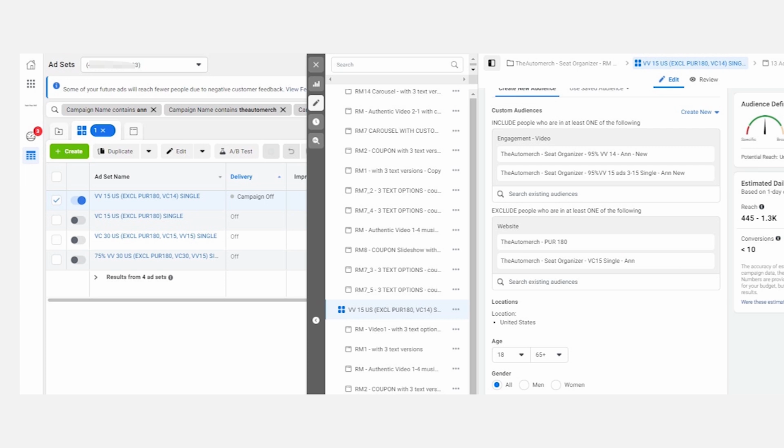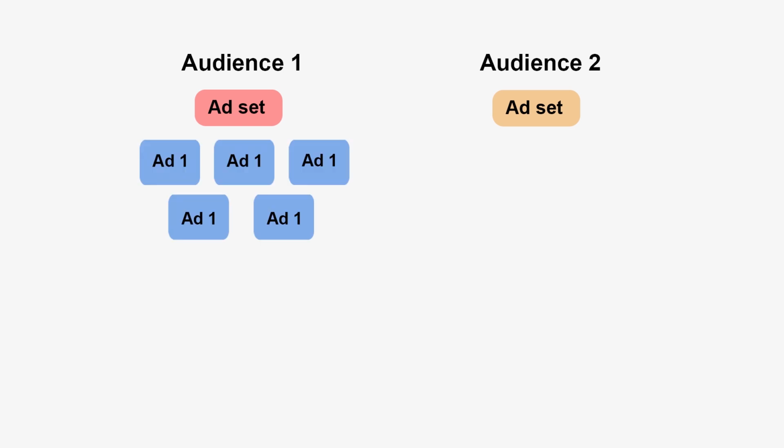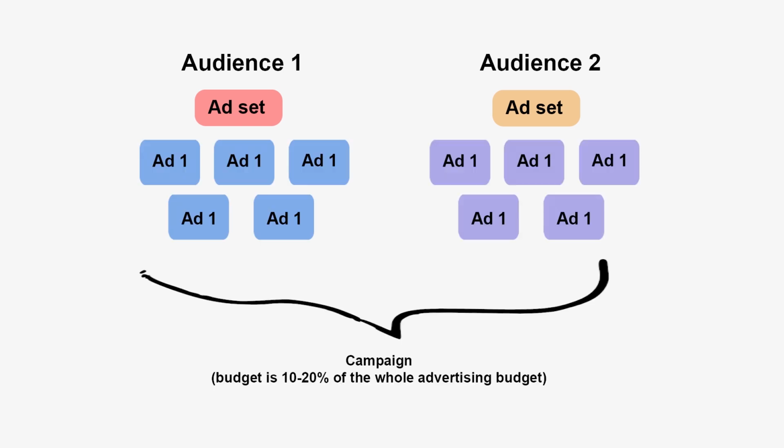Now it's time to launch our remarketing campaign. Our team makes 1 ad set per each audience. Each ad set contains several ads. We set the campaign's overall budget to 10 to 20% of the budget we spent on advertising. This sum will change as you spend more. Or set it to $10 to $15 per each set and raise it step by step.